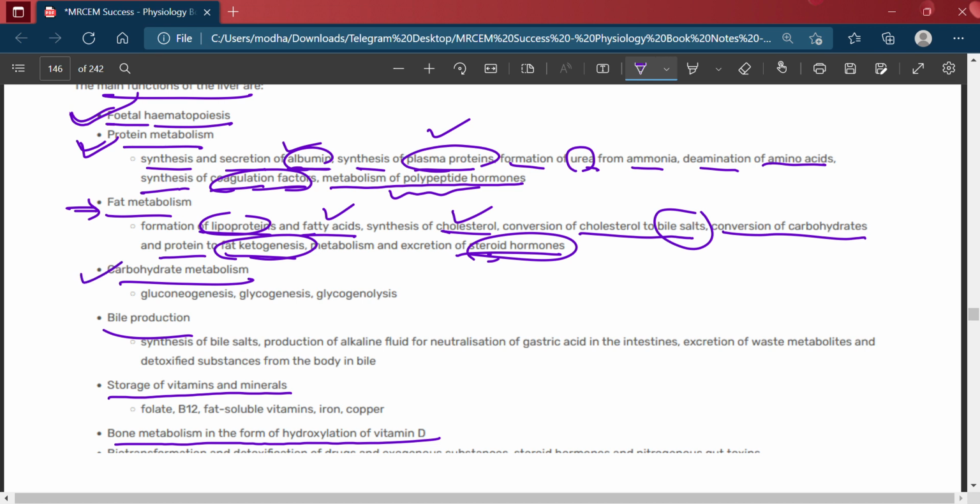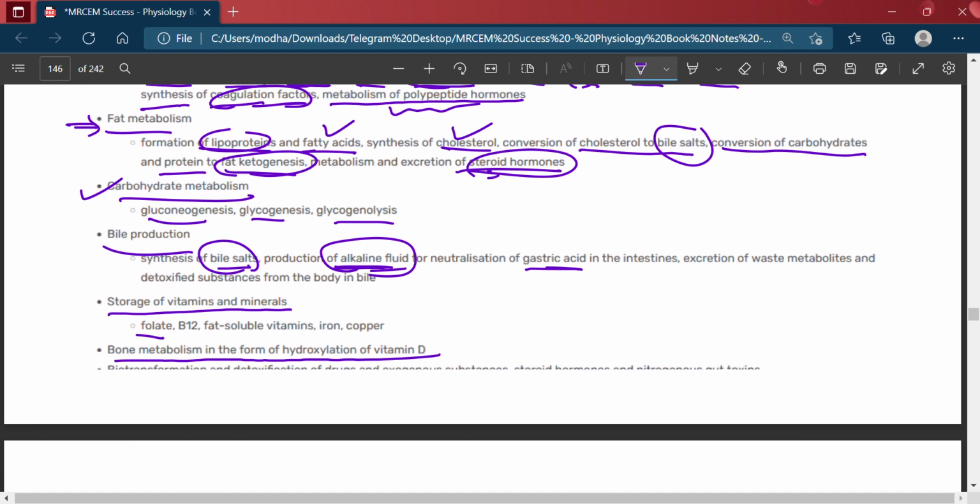Then carbohydrate metabolism, gluconeogenesis, glycogenesis, and glycogenolysis also occur there. Then the bile production, synthesis of bile salt, production of alkaline fluid for neutralization of the gastric acid in the intestine, then the excretion of the waste metabolites and detoxified substances from the body in the bile. Then storage of vitamins and minerals, so folate, B12, fat soluble vitamins, iron, and copper. Okay, they are stored here.